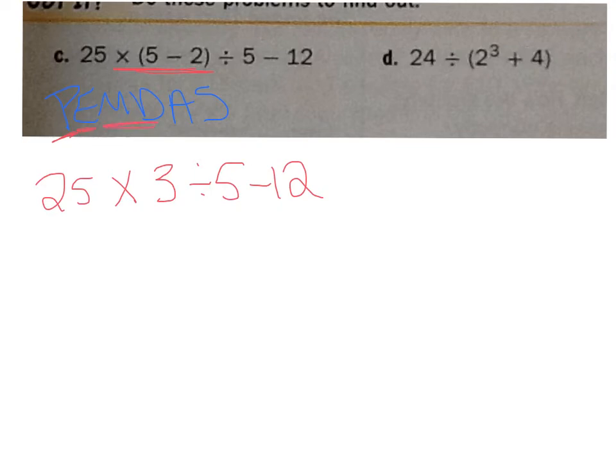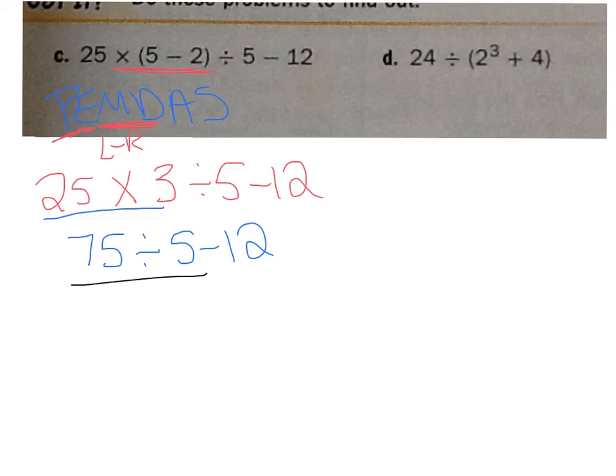Next comes multiplication and division. Now remember, they are together, so it goes from left to right. So first I'm going to want to multiply. 25 times 3 is 75. And then I'm going to copy everything else down. Next I want to look for multiplication and division again. And I do have division now. So 75 divided by 5 is 15. And then I copy down the rest.